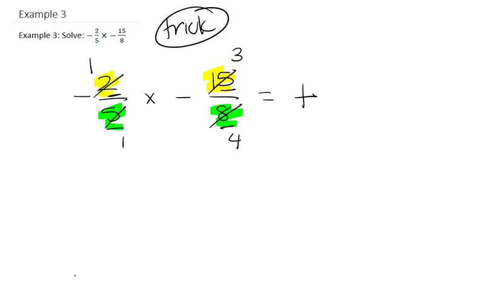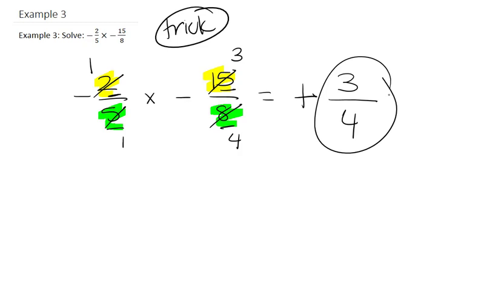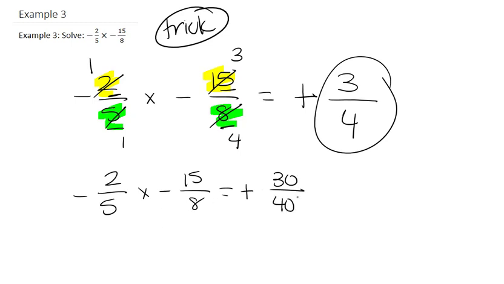Now on the top we have 1 times 3. That's just equal to 3. 1 times 4 is equal to 4. So we get 3/4 as our answer. Now, for instance, if we were to multiply this out, we're still going to get a positive solution. And then we have 2 times 15, which is equal to 30. 5 times 8 is equal to 40. Then we'd have to reduce, because this is not in its reduced form.